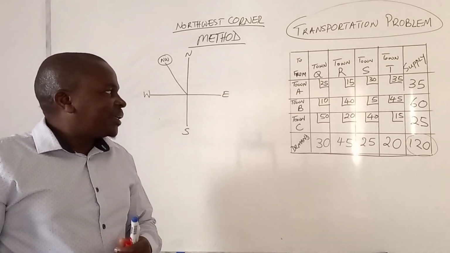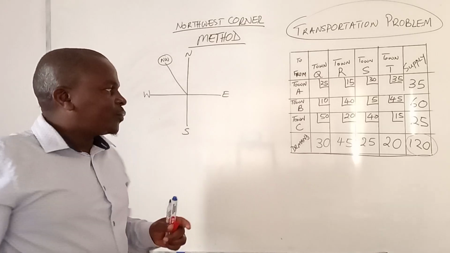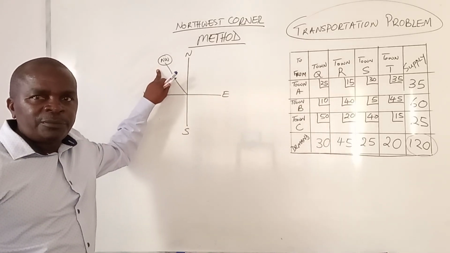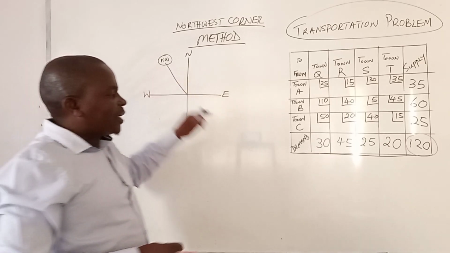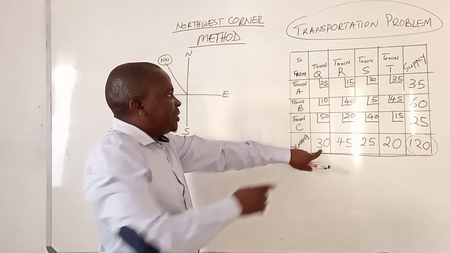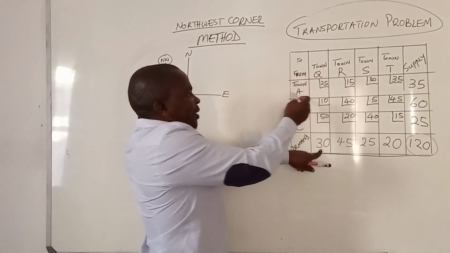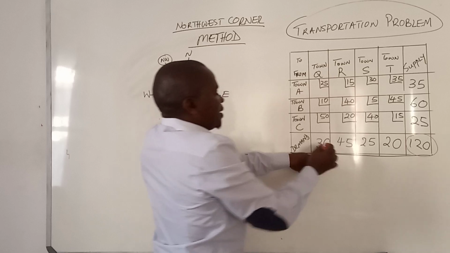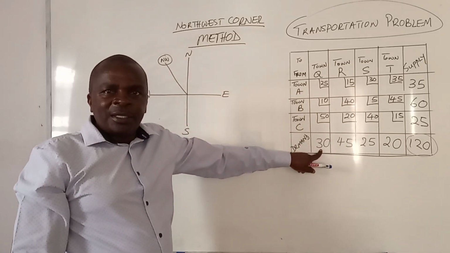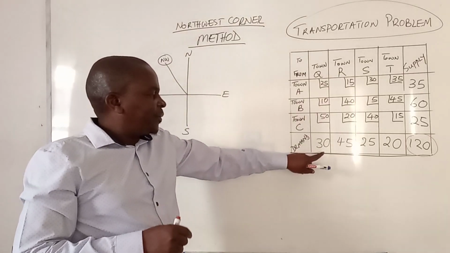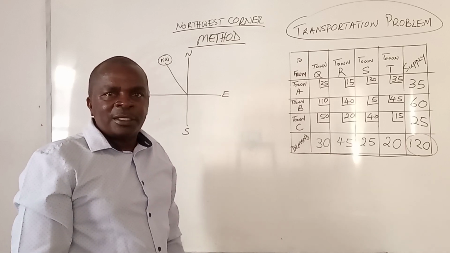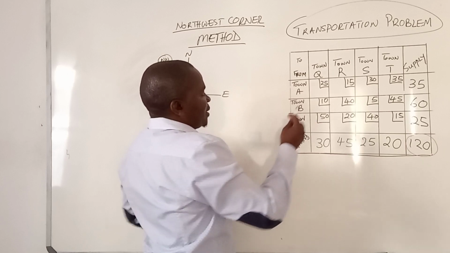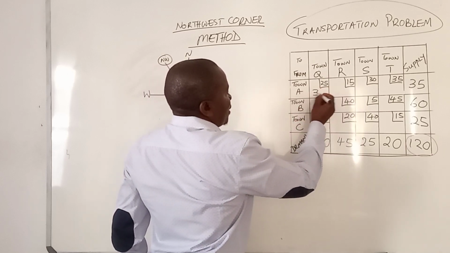Now for you to find the initial solution, we'll have to start with this cell here, which is the one on the northwest. We focus mainly on these two numbers, the demand for town Q and the supply by town A. This is 35, this is 30. The smaller of the two is this one here, 30. That's the one which you insert in this cell. Our 30 will come here.